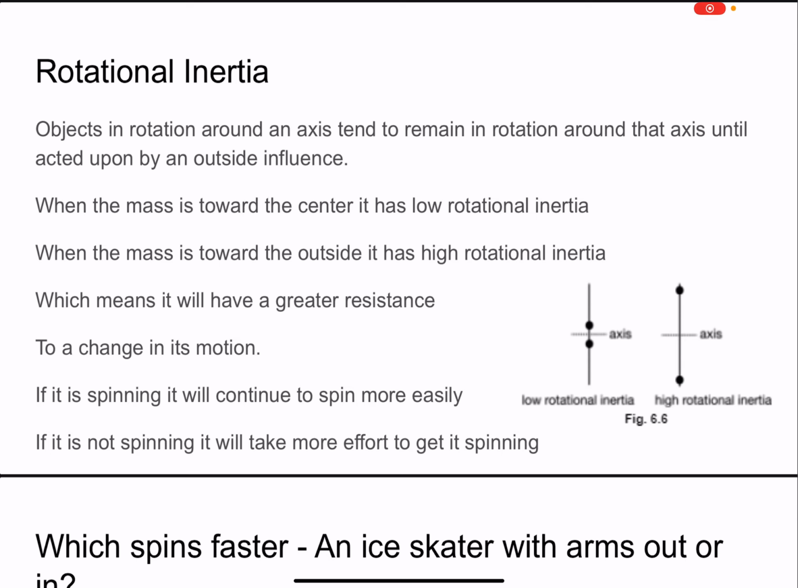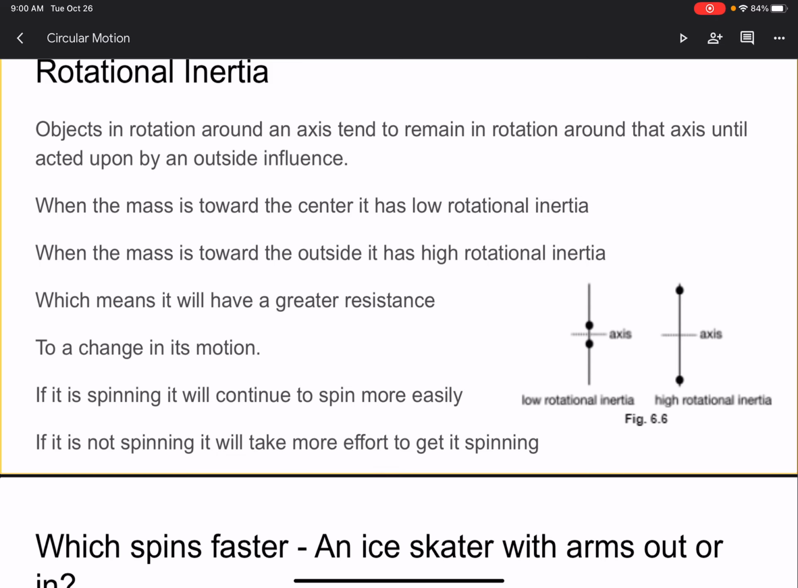So objects in rotation around an axis tend to remain in rotation about that axis until acted on by outside influence. When a mass is toward the center, it has low rotational inertia, meaning it can change more easily. And when the mass is toward the outside, it's harder to change. That means once it's spinning with more mass on the outside, farther away from the axis, it's going to be harder to stop as well. It takes longer to start, but it's also harder to stop.